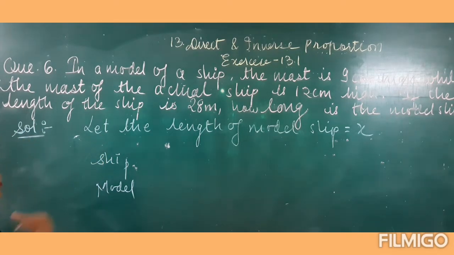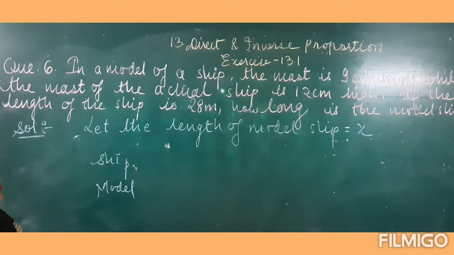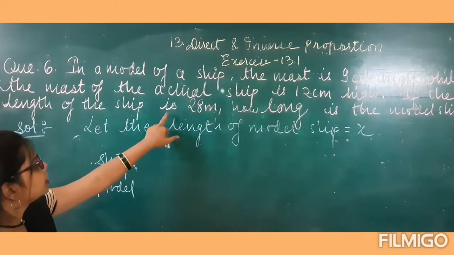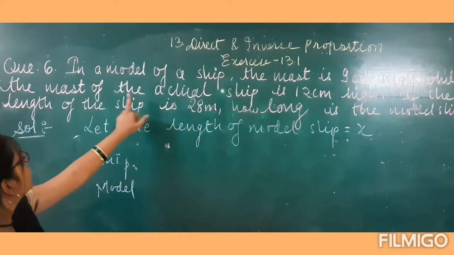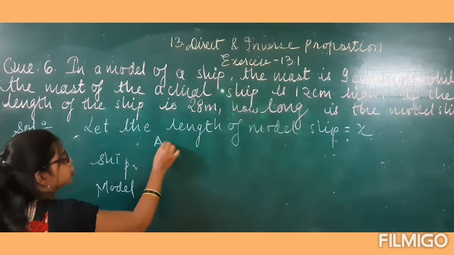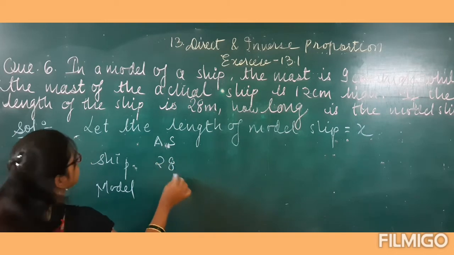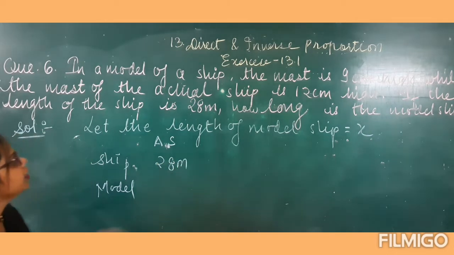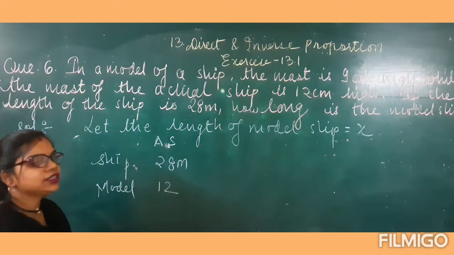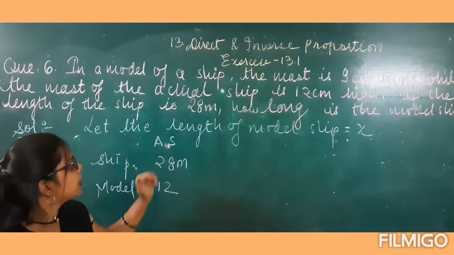And what is given to you next? It is given to you as 28 meter, and the mast is 12 centimeter high. So the actual length I am writing here, the actual ship. 28 meter length is given, and the mast of the actual ship is how much? 12 centimeter high.